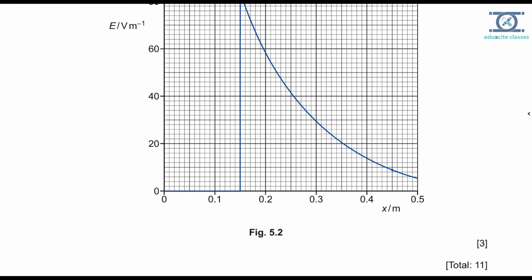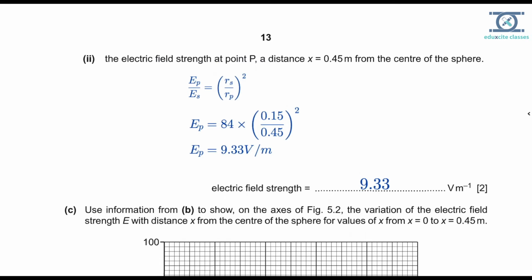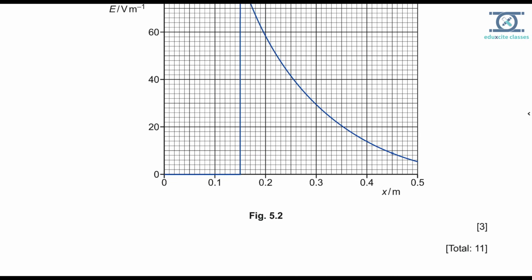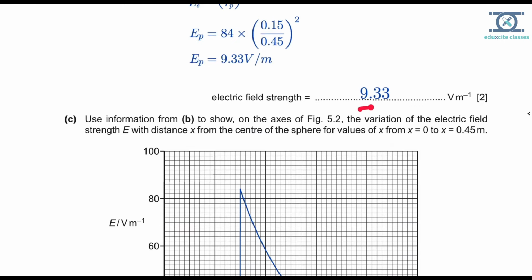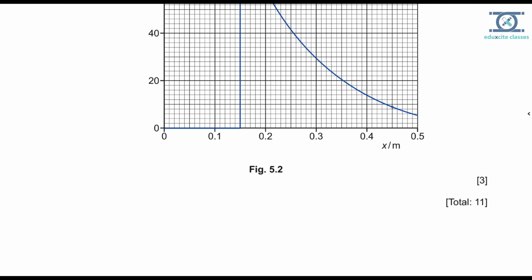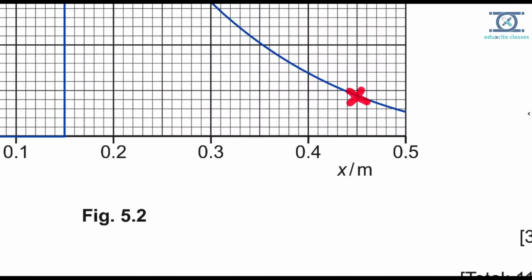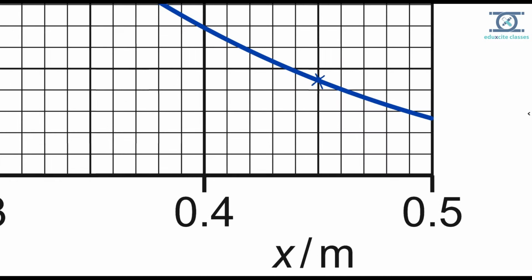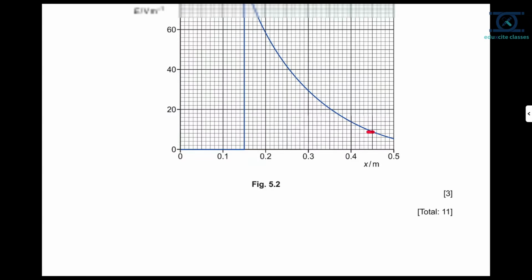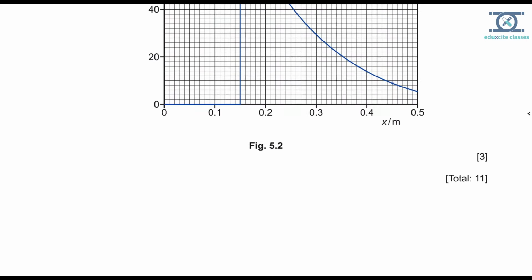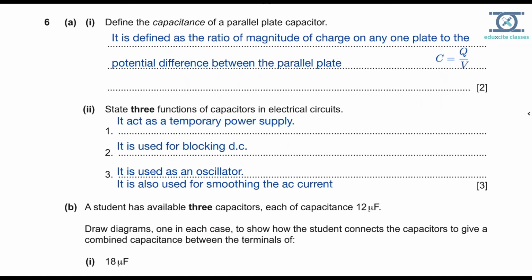Fine. So you can see here, at a distance of 0.45, this is the point where we are getting around 9.33. You can see this is 10, this is 20, so somewhere here it will be 9.33. I make a small cross, it will be 9.33. Fine. Now the question number 6.